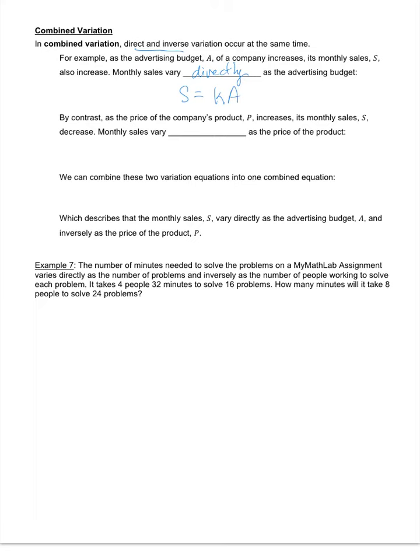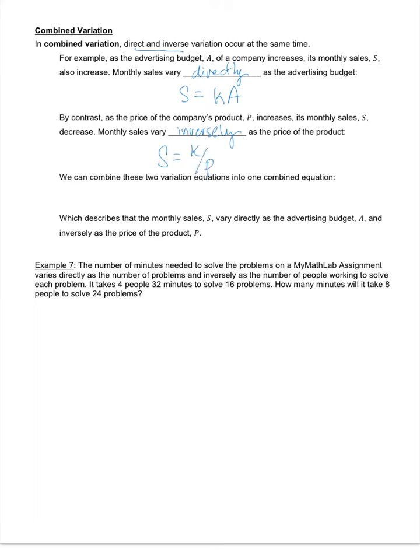By contrast, as the price of the company product P increases, its monthly sales S decrease. So we can see that this is inverse variation. So the monthly sales vary inversely as the price of the product. The sales vary inversely with the price of the product.